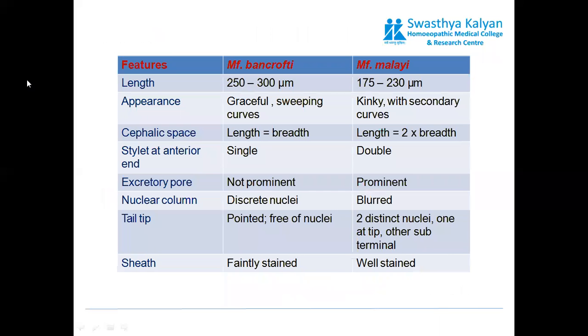Now about the variations that we have, that is Wuchereria bancrofti and the Malay form. There is a difference in the length. Obviously, the length of bancrofti is longer, whereas the appearance is graceful, with sweeping curves, whereas a kinky appearance is seen in the Malay form, where secondary curves might be present. Cephalic space: the length is equal to the breadth, but in the Malay form, the length is equal to two times the breadth.